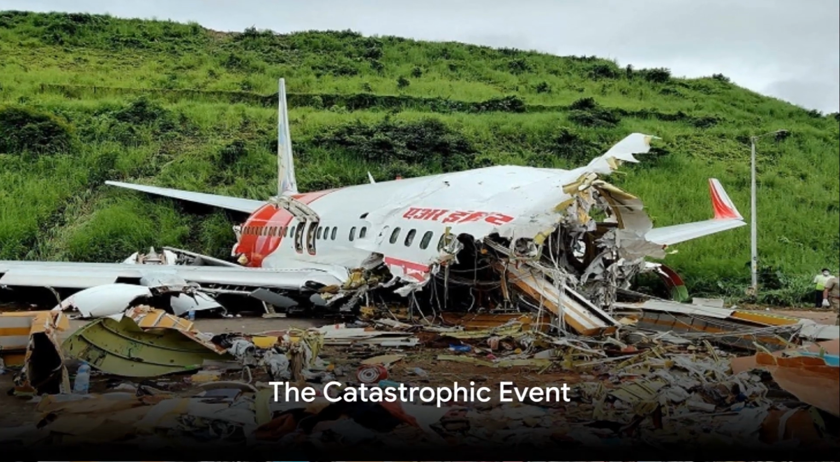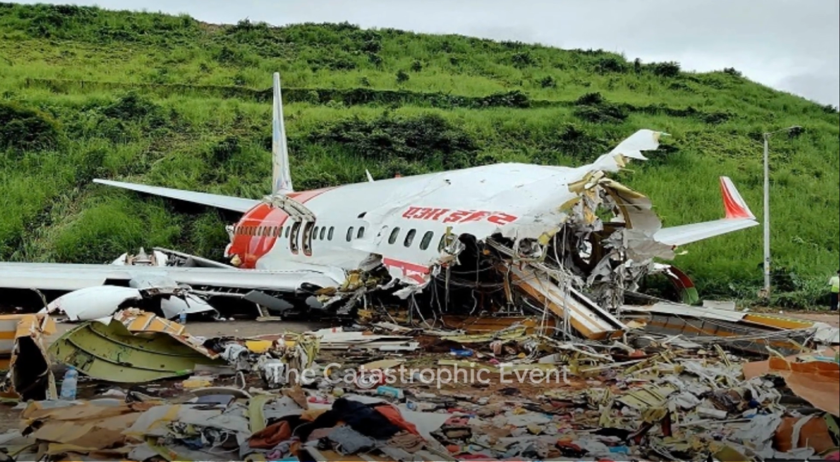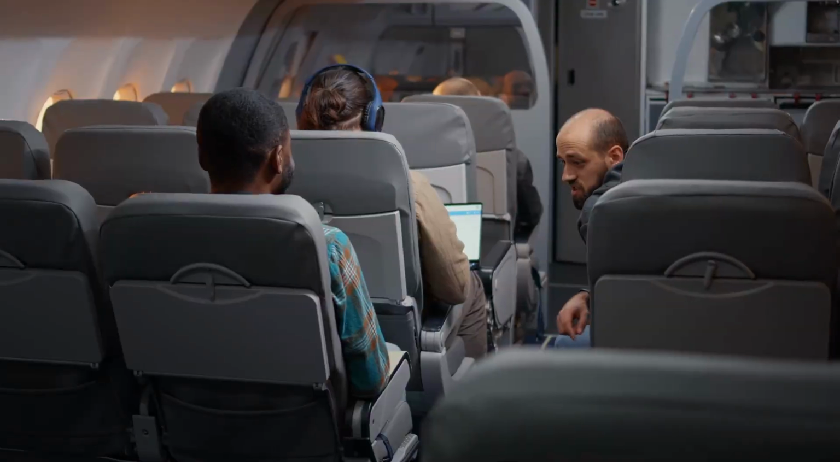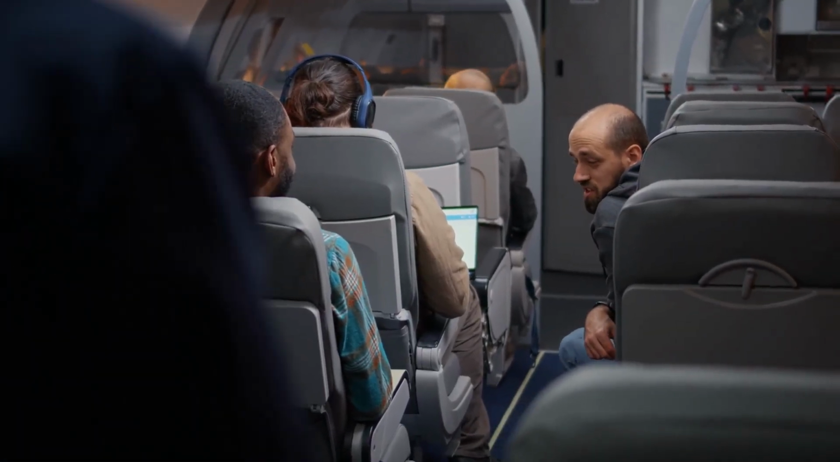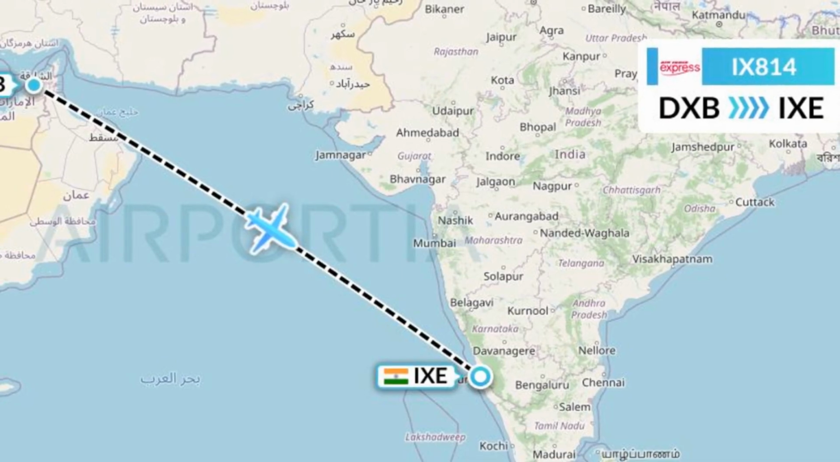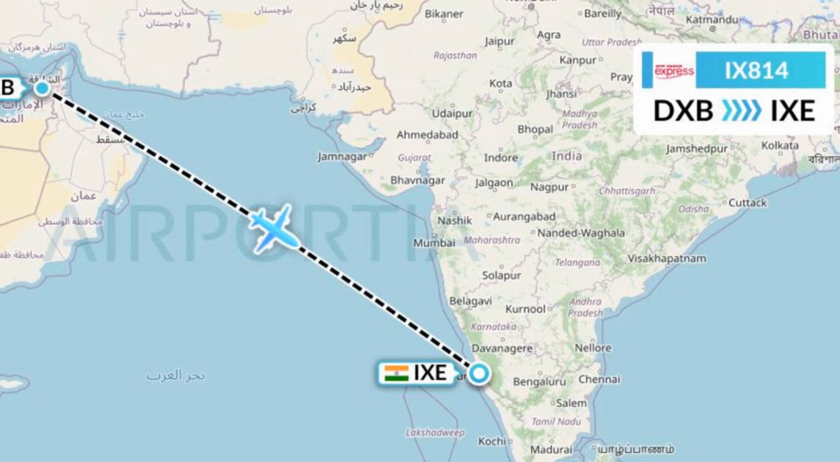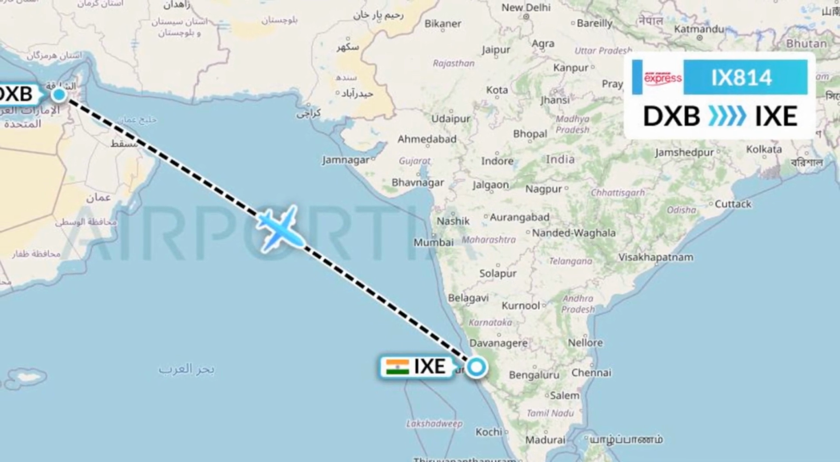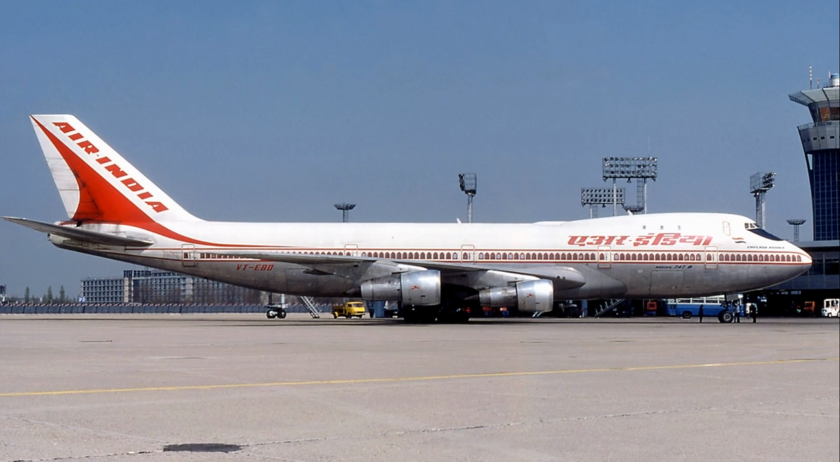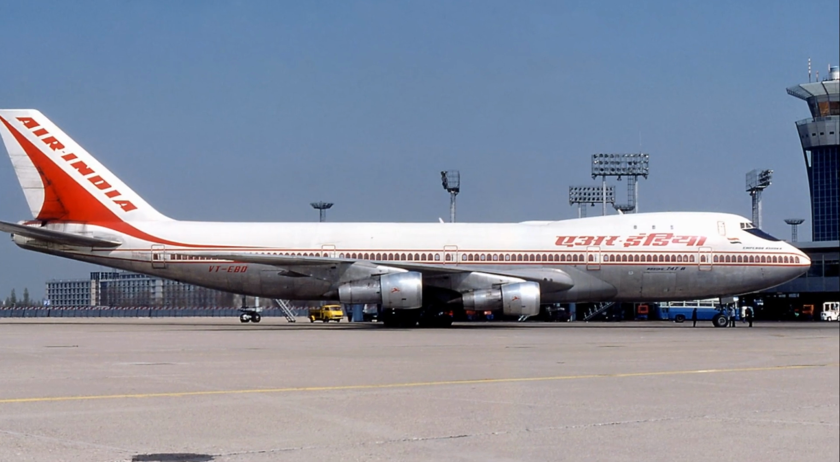What led to the catastrophic event of the Air India Flight 812 crash? This is a question that has haunted aviation experts and the families of the victims for years. On a seemingly ordinary day, May 22, 2010, a routine flight from Dubai to Mangalore turned into one of the deadliest aviation disasters in Indian history.